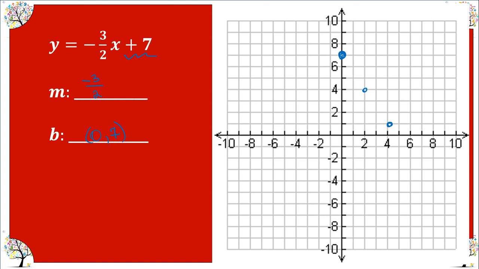Again, if we wanted to go back to the initial value, instead of going down and right, we could go up and left. So up 1, 2, 3, and to the left 1, 2. And again, that point lines up with our other points. So this slope is negative, therefore our line is going downhill.